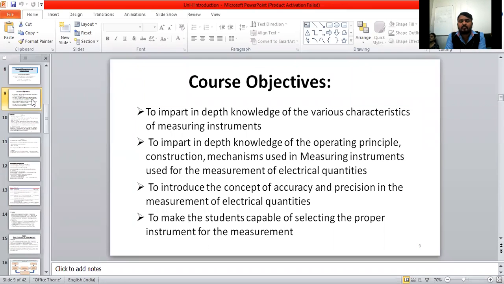The first objective is to impart the various characteristics, steady state characteristics, and we are going to call them dynamic characteristics here. What do you mean by accuracy? What do you mean by drift? What do you mean by linearity? Linearity means what? Drift means what? Dead time, dead zone, whatever the deflection, indication, like that. General common words we are going to call here: static characteristics and dynamic characteristics.